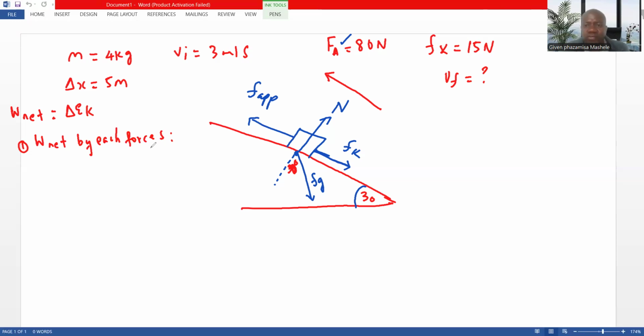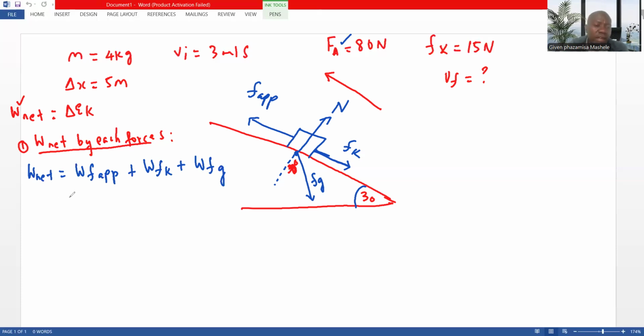And what you're going to do, you're going to say, okay, fine. Let's calculate the work done by each force, then we calculate the work net. You must get this first. So the work net is the work done by the force applied, plus the work done by the frictional force, plus the work done by the Fg, which is the force of gravity. Now I'm not resolving Fg into components.